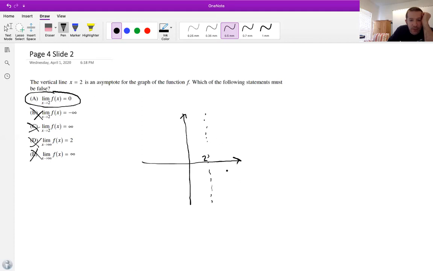Because if this is an asymptote, f of x can't approach 0 from both sides. The function would look like this. And this is not the behavior of a function at an asymptote. We know that if it's a vertical asymptote, as x gets close to 2, y either shoots all the way up to infinity or all the way down to negative infinity. And for this limit to exist here, both sides have to go towards 0 when x goes towards 2, and that's not what's happening here.